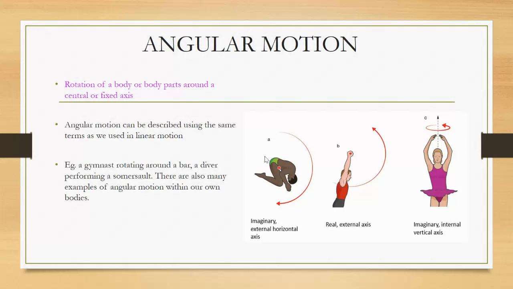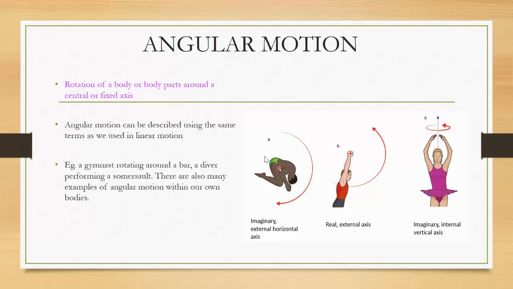So here are some more examples of angular motion, but firstly, a definition: the rotation of a body or body parts around a central or fixed axis. It can be described using the same terms as linear motion. So we're talking distance, displacement, but we call it angular distance, angular displacement, angular speed, angular velocity. That just helps us distinguish that we're talking about rotational movements. They're measured in degrees because they are rotating around an axis. So 360 degrees is one rotation.